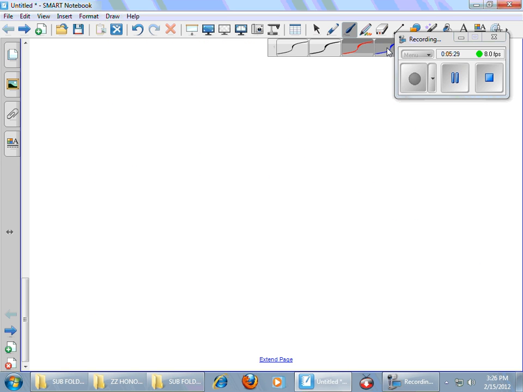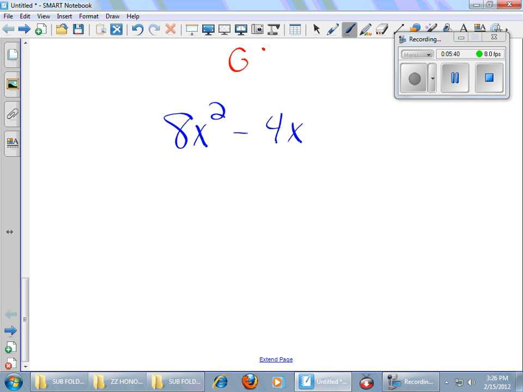Let me show you a very common mistake. Let's suppose we have 8x squared minus 4x, and you're told to factor using the GCF. Again, we're going to identify our GCF. It looks like 4 is the GCF of the coefficients, and the GCF of the x's will be x. So I'm going to divide out 4x. Be careful. 8 divided by 4 is 2. X squared divided by x is x.